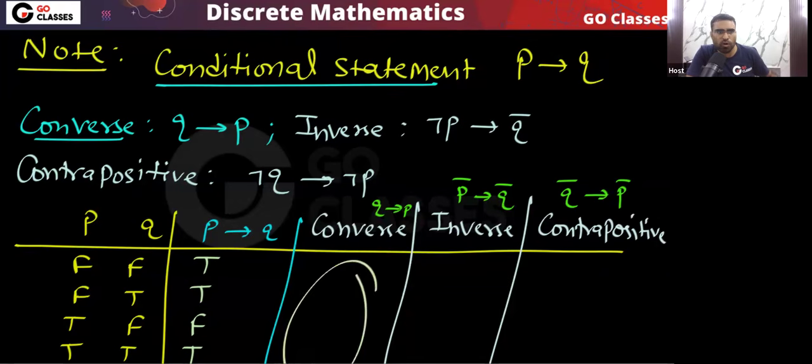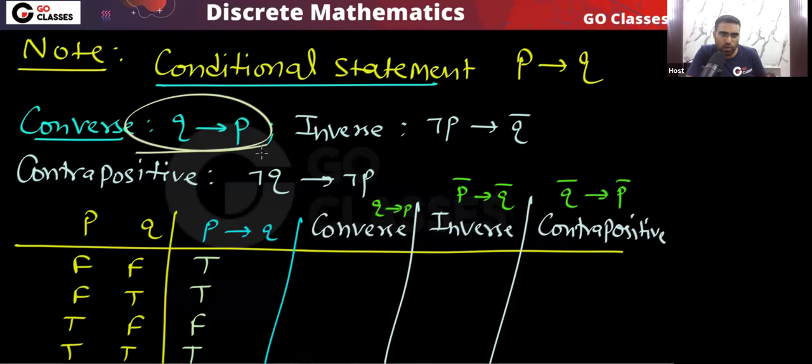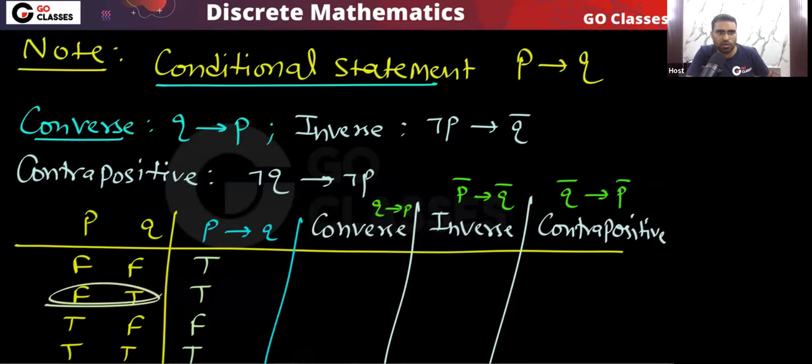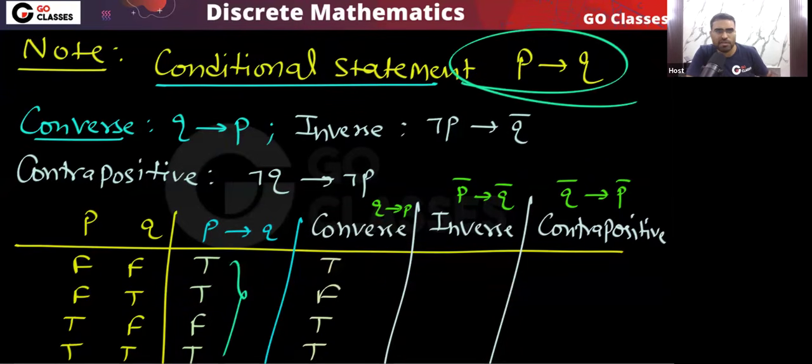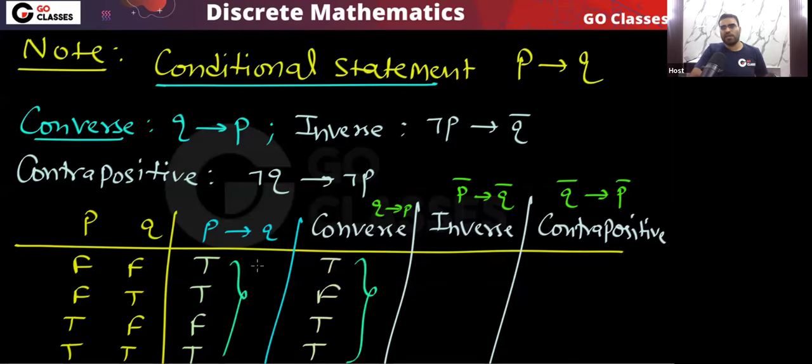What is the truth table of the converse? The converse is Q implies P. This will be false only in one case, when Q is true and P is false. In all other cases, the converse will be true. So, can I say the conditional statement is equivalent to its converse? No, they are not equivalent. P implies Q and Q implies P are not equivalent.